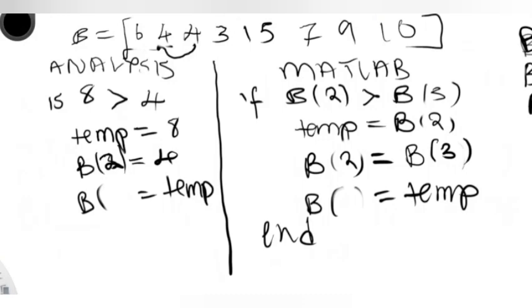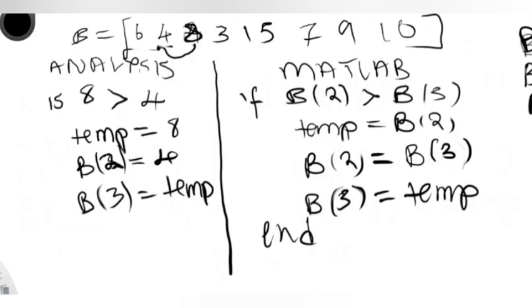Okay. So now we need to put 8 where 4 was. So 4 was at B3. So we need to say B3 is equal to temp. What is temp? Temp is 8. So we need to put 8 here instead of 4. So B3 is equal to temp.